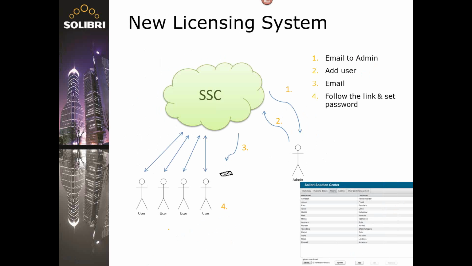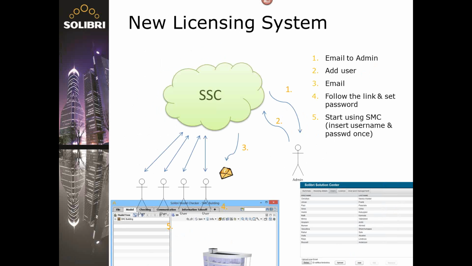And the user just follows the link in the email and sets his or her own password. And then he can start using Solibri Model Checker in a normal way. Of course, Solibri Model Checker also has to be installed on his or her computer, but this can be done in the same way as before, or the user can download Solibri Model Checker from the Solution Center and install it.